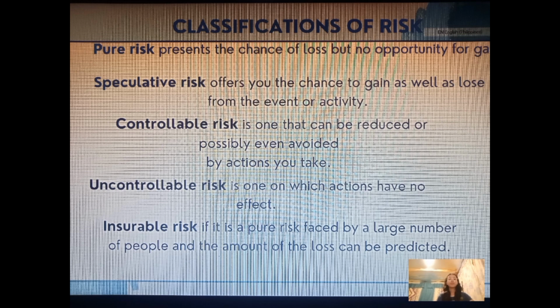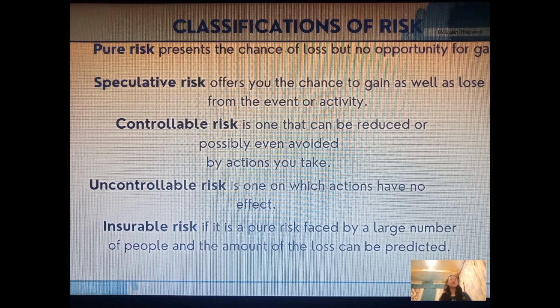Last is the insurable risk. It's a pure risk faced by a large number of people and the amount of the loss can be predicted. So pure risk refers to the type of risk where there is only the possibility of loss or no loss without any chances of gain.